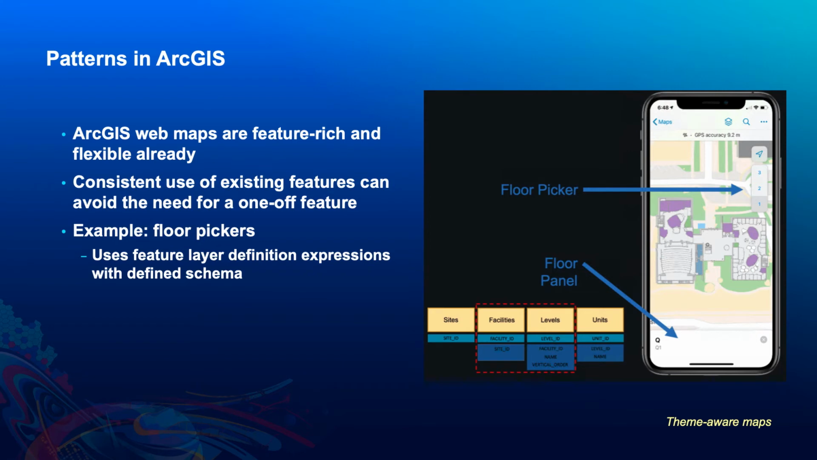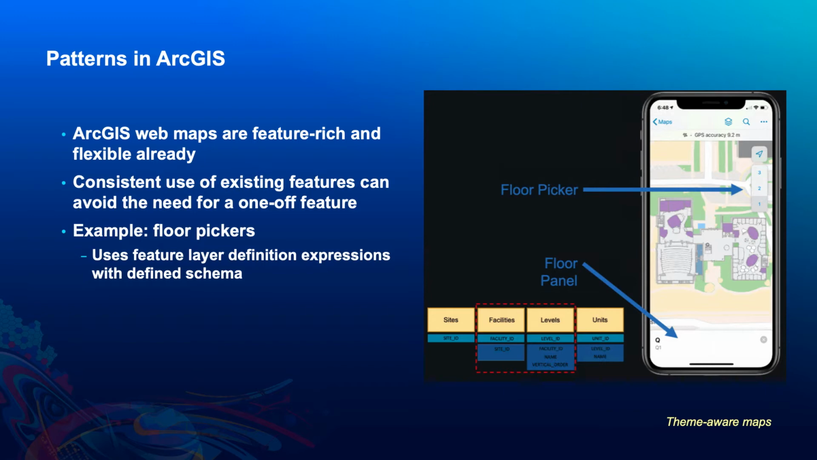Moving on, I want to talk about some existing patterns. In particular, I'm going to mention the floor picking pattern that's used in our ArcGIS Indoors and other applications with an emphasis on indoor mapping. So this is a case where there's a pretty common feature need, which is the ability to select the floor of a building that you're mapping.